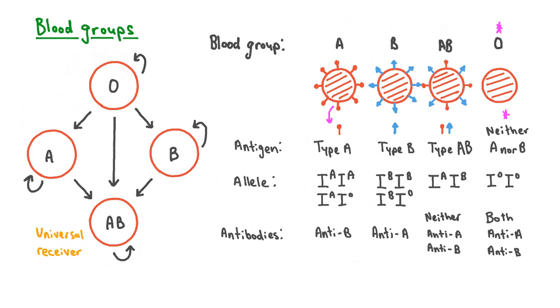Because blood group O doesn't have any antigens on its red blood cells, any blood group can receive blood from blood group O because the immune system will not produce antibodies against it. People with blood group O are therefore sometimes called universal donors. Now that we know what blood groups are and how they're defined, how can we find out what blood group a patient has? We can do this through a phenomenon called agglutination.